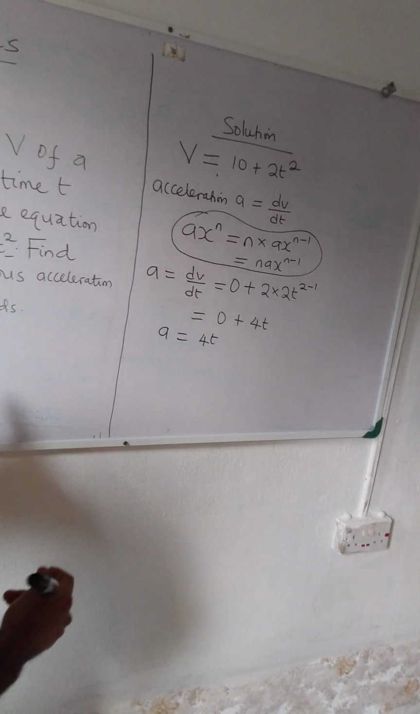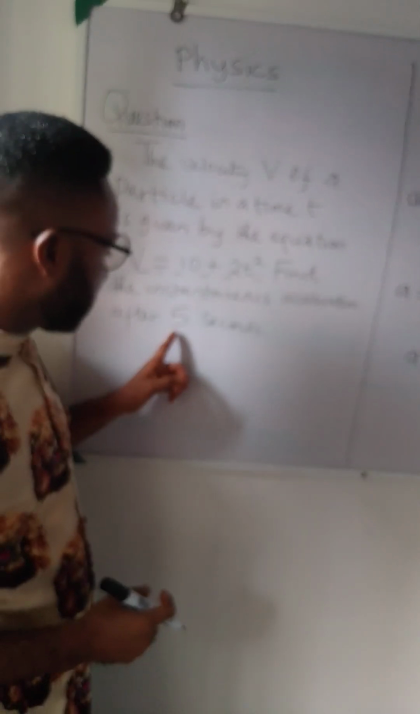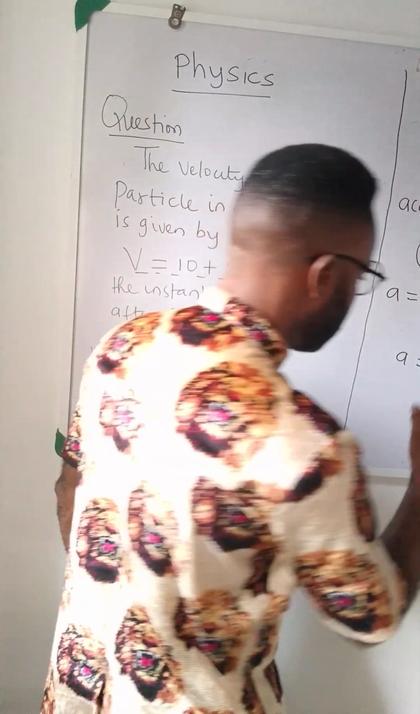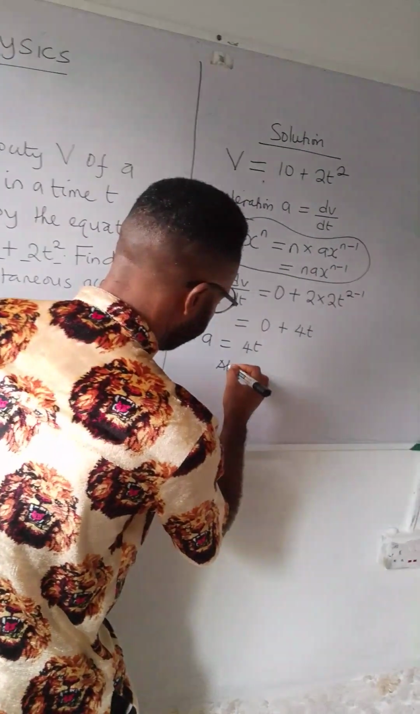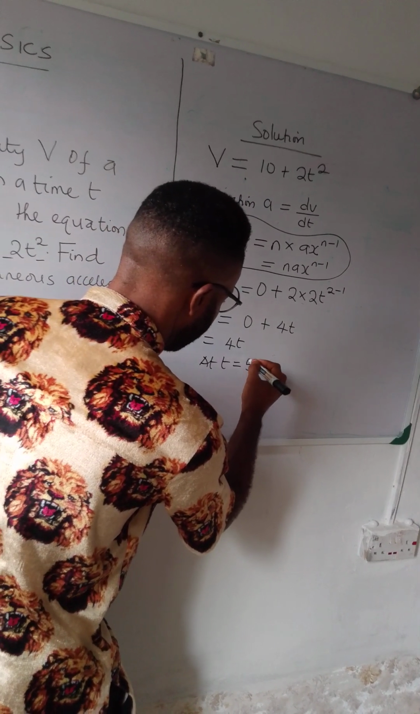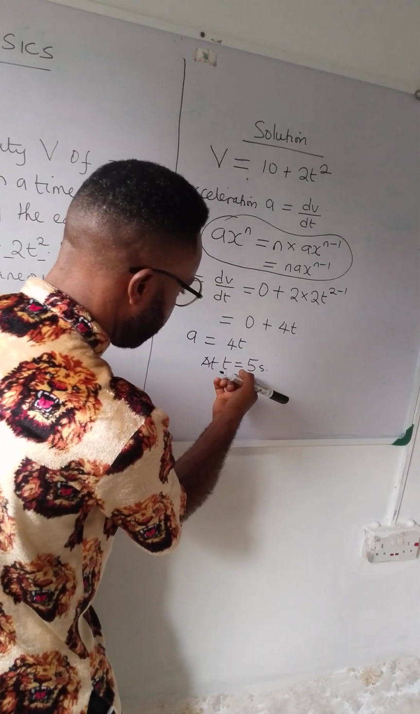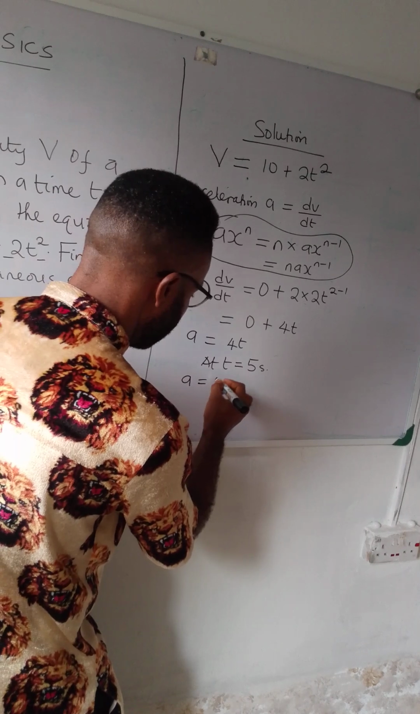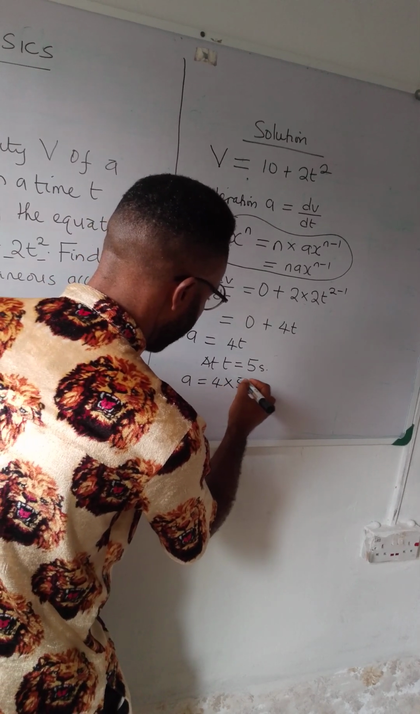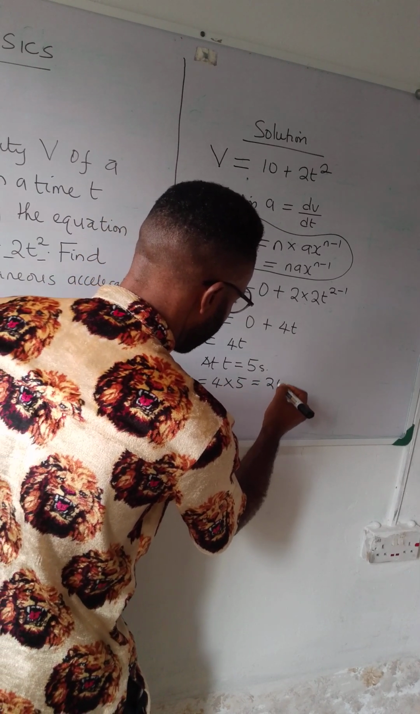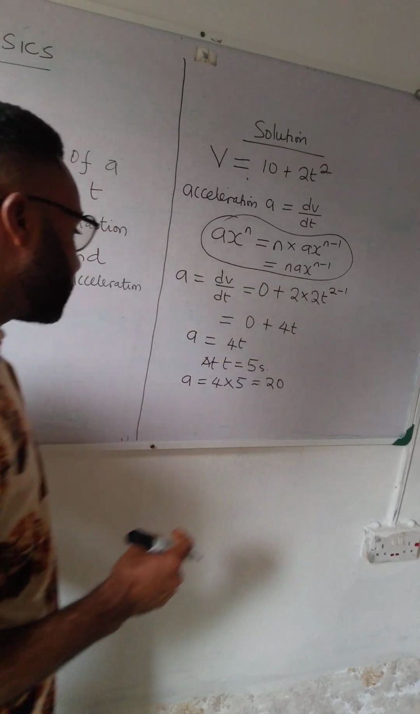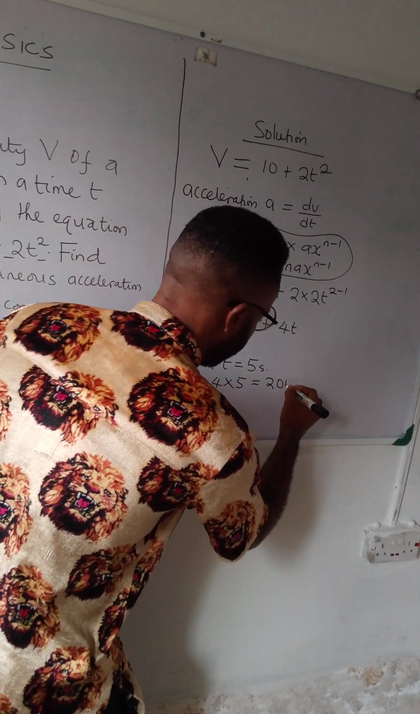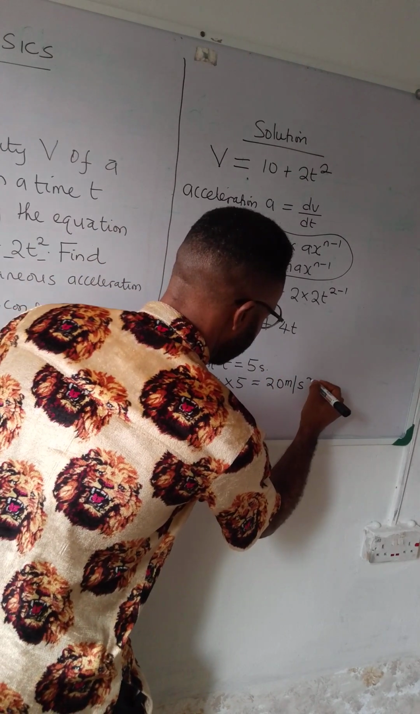But remember that in the question, time t was given to be 5 seconds. So if we say at t equal to 5 seconds, we can now bring in the value of t into this equation so that we have our a equal to 4 times 5, which will give us 20. And of course, we know that acceleration is measured in meter per second squared. So we have 20 meter per second squared.